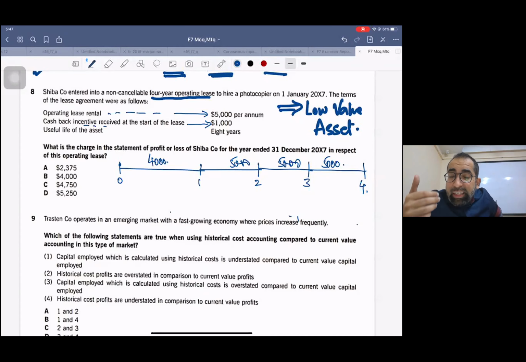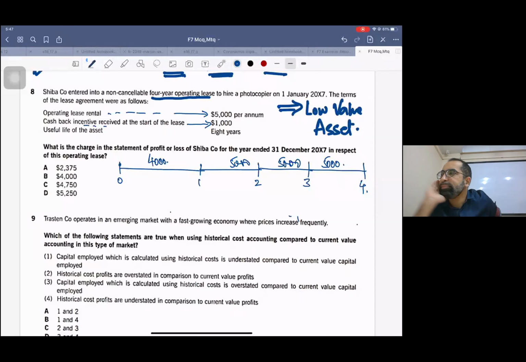Why did that other party give us an incentive? Because we are taking the asset for four years. So this incentive should be spread over the 4 years, not just the first year. And how can you spread it? The same formula I taught you.